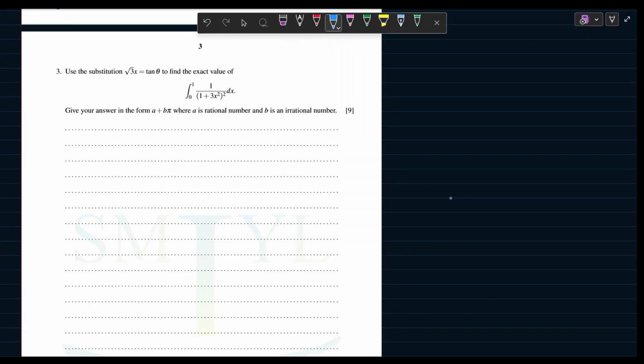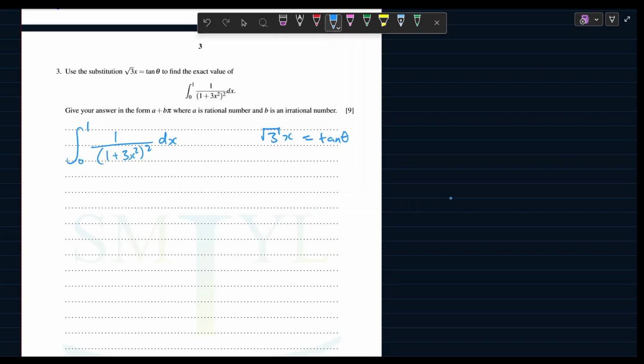Number 3, use the substitution root 3x is equal to tan theta to find the exact value of the integral from 0 to 1 of 1 over 1 plus 3x squared with respect to x. Give your answer in the form a plus b pi, where a is rational and b is irrational. So we've got the integral from 0 to 1 of 1 over 1 plus 3x squared, with respect to x. And we're given the substitution root 3x is equal to tan theta.